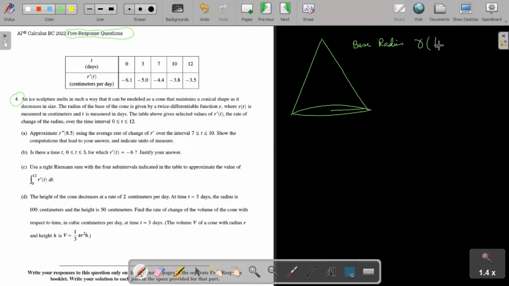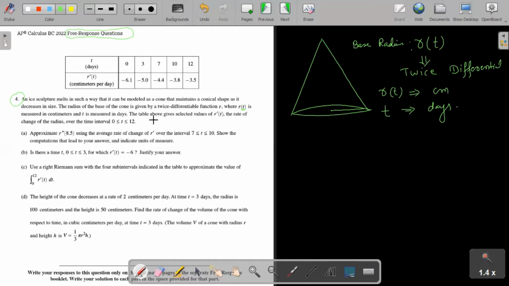So this is a function of time, so we have written it r of t, and it is given that this is twice differentiable. This is little information, but its importance is very high. The radius of the base of the cone is given by a twice differentiable function r, where r of t, written in t because this is a variable, is measured in centimeters. So r of t, the radius, is a function of time, and its unit is centimeter. And t is measured in days.